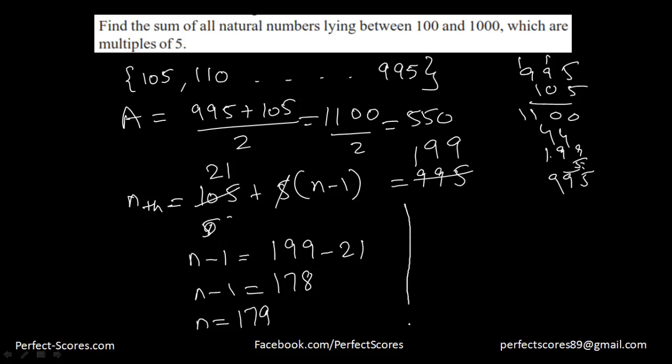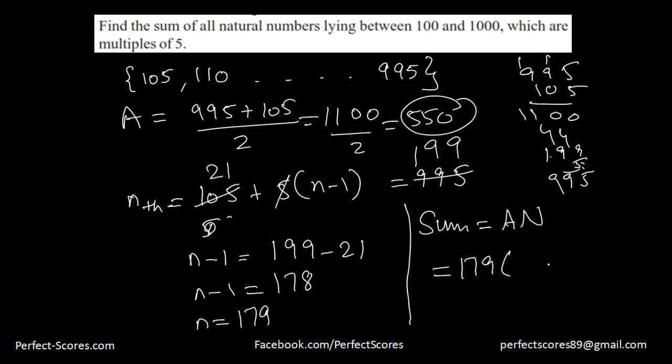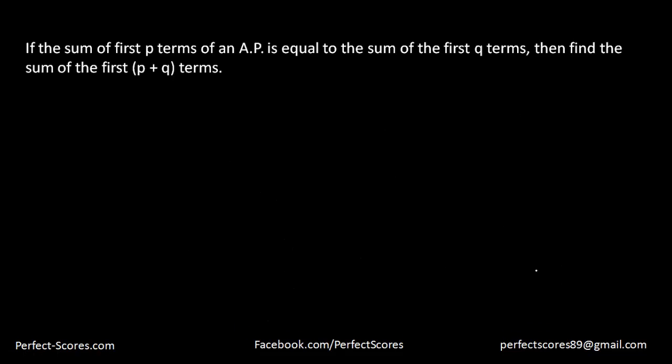Now what we have to do is find the sum. The sum is equal to average into number of terms, which is going to be 179 into 550, right? All right, so I suppose you've understood this one here, guys. Moving forward to the next question.